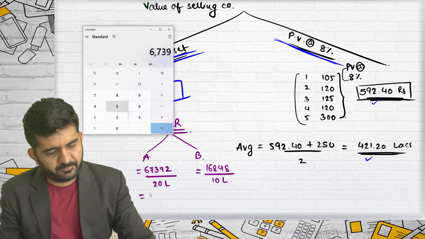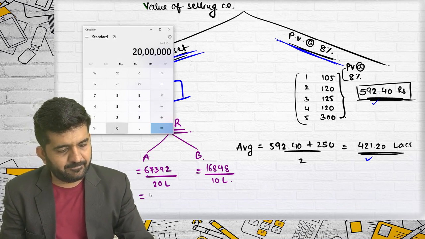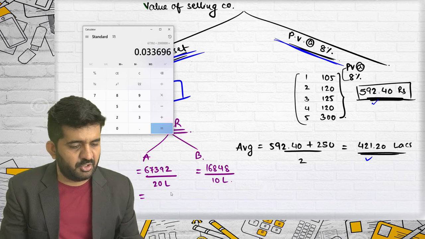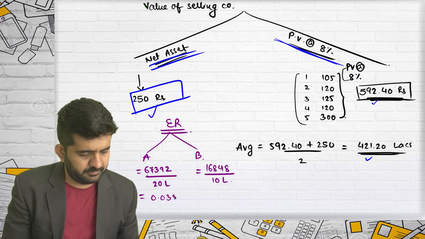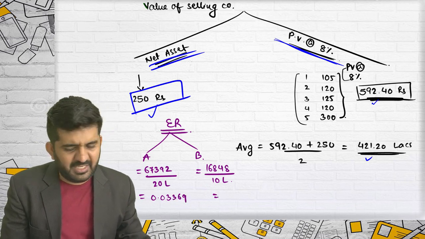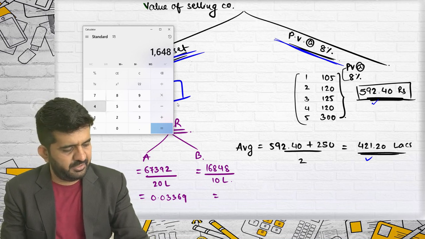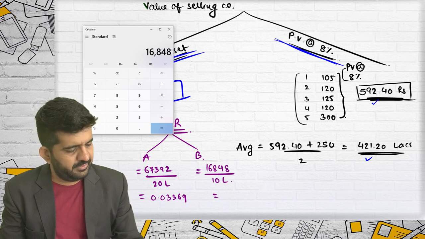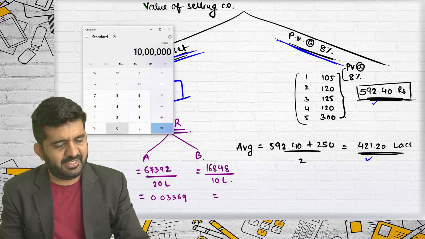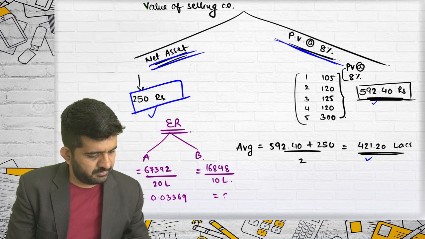67,392 divided by 20 lakhs is 0.03369. And for B category of shareholders, the exchange ratio will be 16,848 divided by 10 lakhs, which is 0.0168.